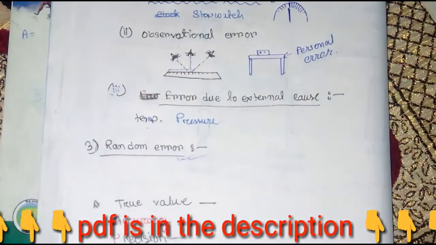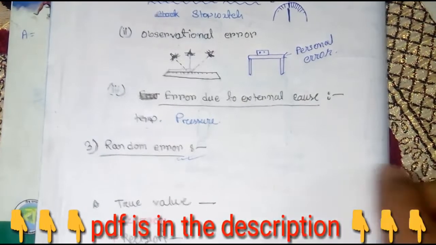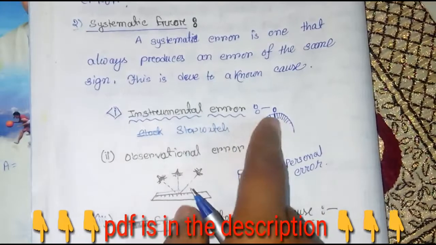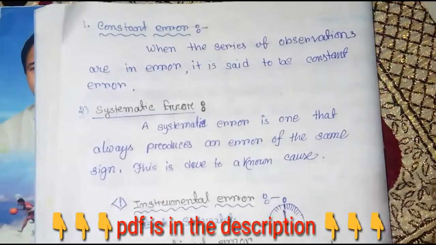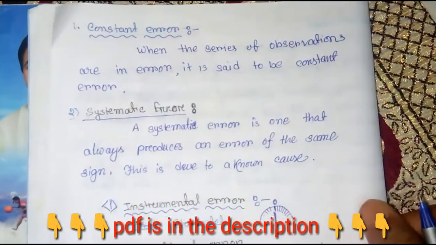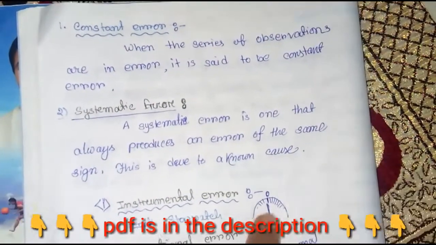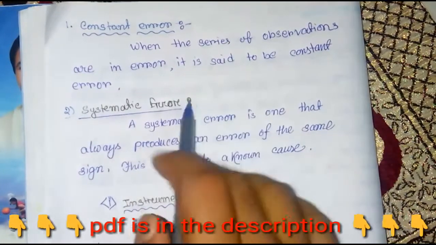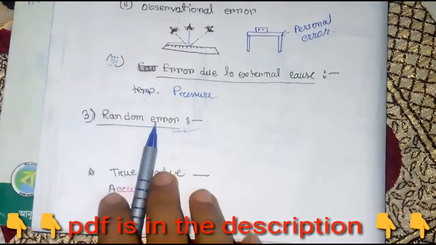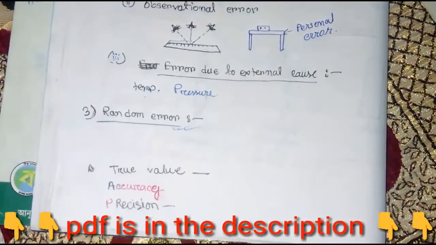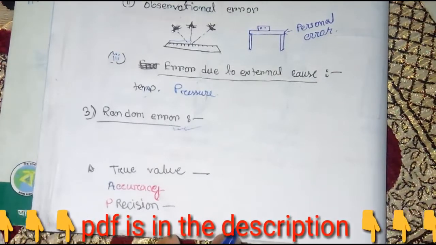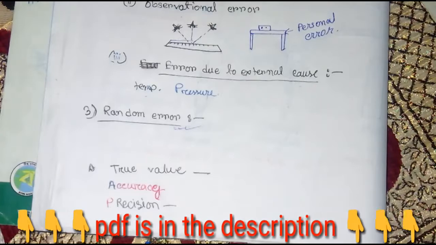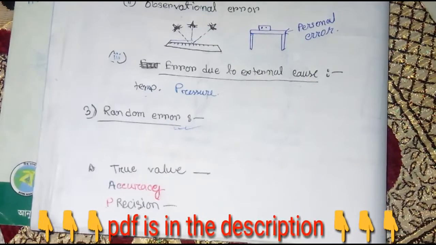But how to minimize this random error? You can minimize the other errors: instrumental error you can fix. Observational error can be minimized by taking care, right? Constant error can be minimized by measuring the experiment in another way. Okay, so how to minimize the random error? Random error can be minimized by taking lots of values for an experiment and then taking the average of them.